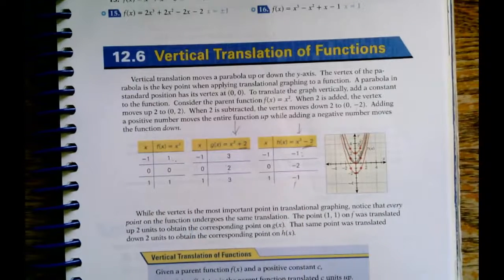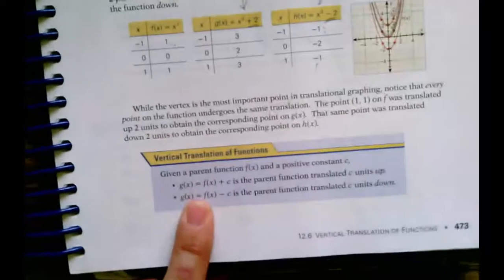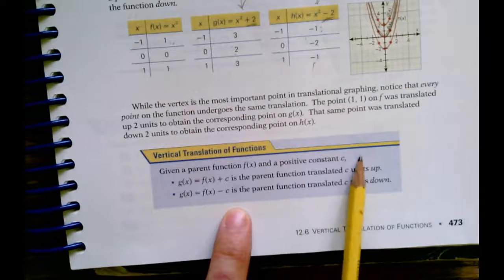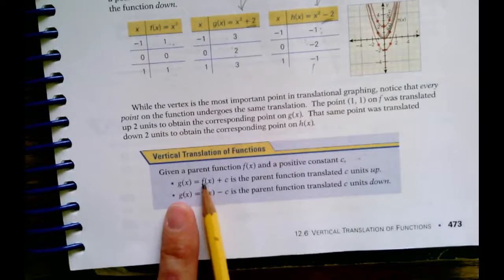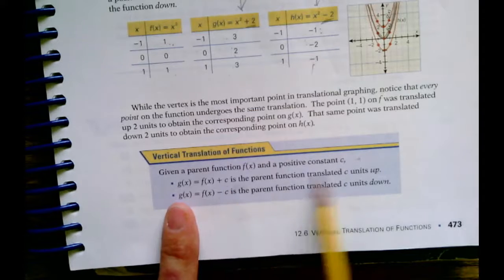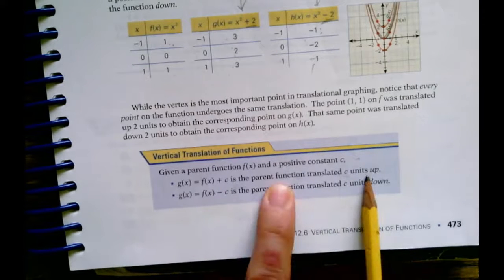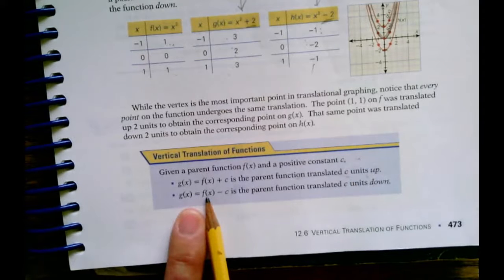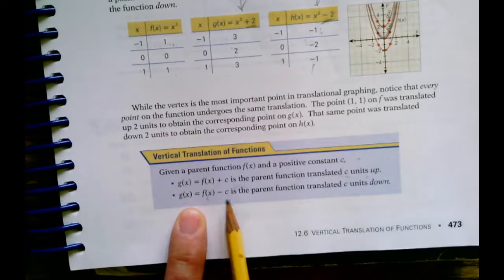Okay. So down here it says, given a parent function f of x and a positive constant c, if I take the original function and add c, the parent function is translated c units up. If I take the parent function f of x and I subtract c from it, then it gets shifted down c units.